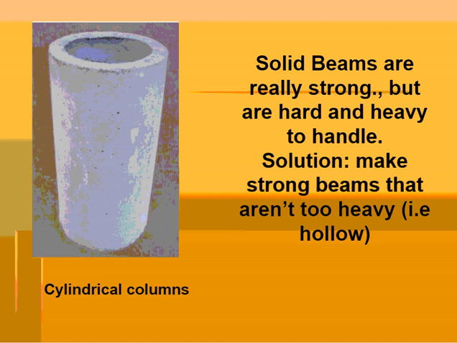Solid beams are really strong but are hard and heavy to handle, so we make strong beams that aren't too heavy, so hollow ones. Cylindrical columns are often used in foundations, and as you can see, it's hollowed out, making it have less mass, so the weight being pulled down in newtons is less, and it's less material for building, so it's cost effective.